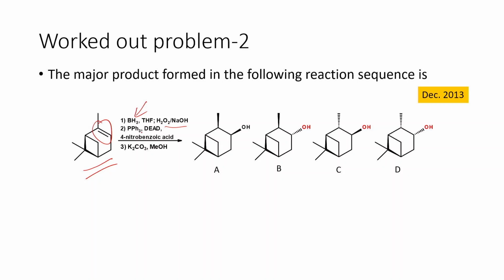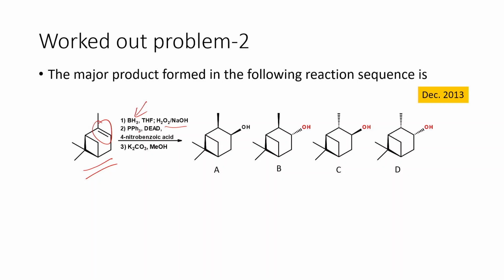And in the second step, triphenyl phosphine and DEAD, that is diethyl azodicarboxylate, is the reagent that is used with 4-nitrobenzoic acid. So what is this reaction? This reaction is basically an esterification reaction. That's the only thing we will see.